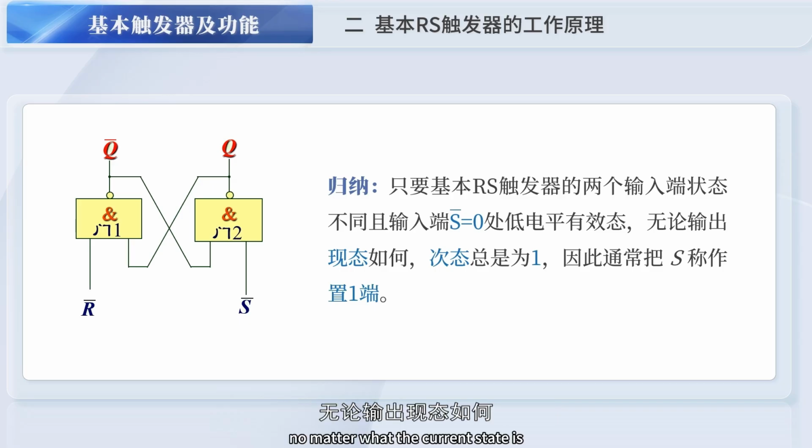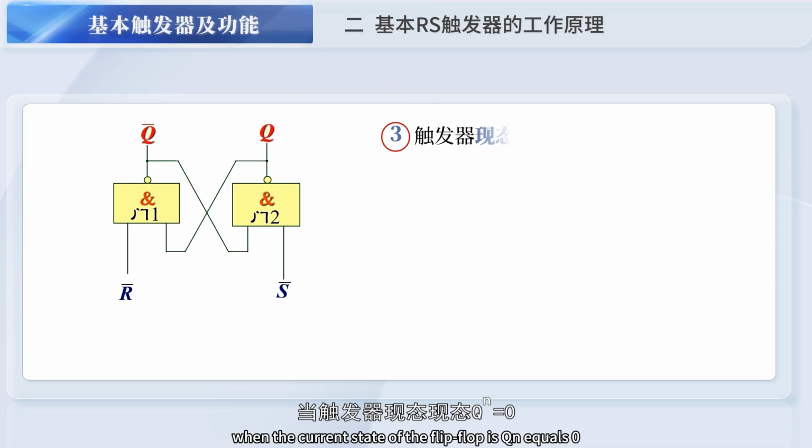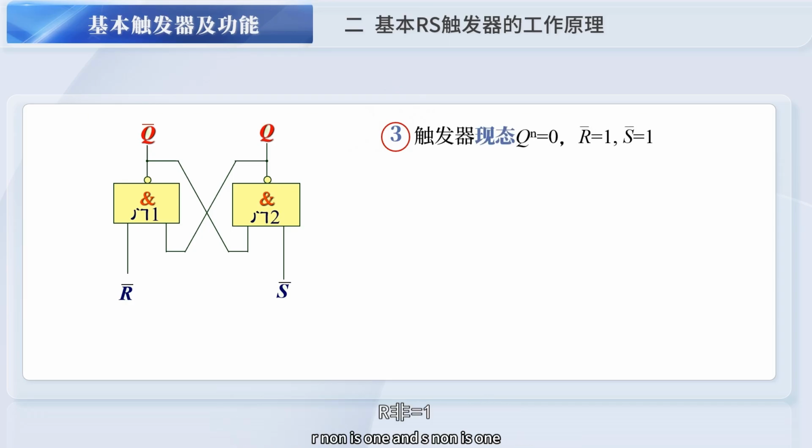No matter what the current state is, the next state is always 1. Therefore, S is usually called the set 1 terminal. When the current state of the flip-flop is Qn equals 0, R is 1 and S is 1.